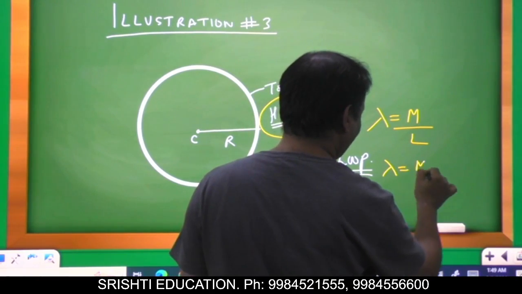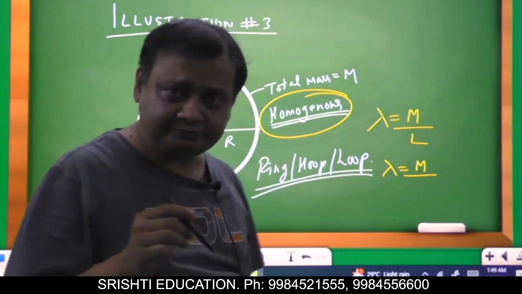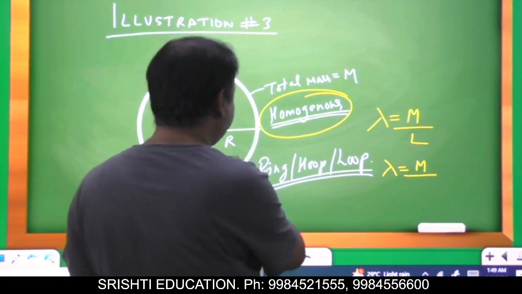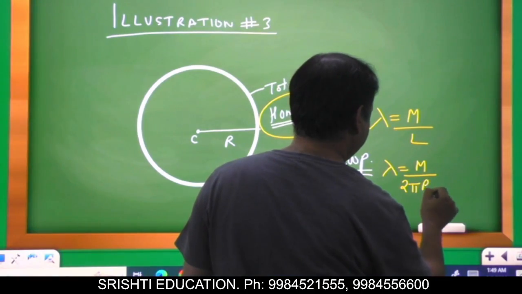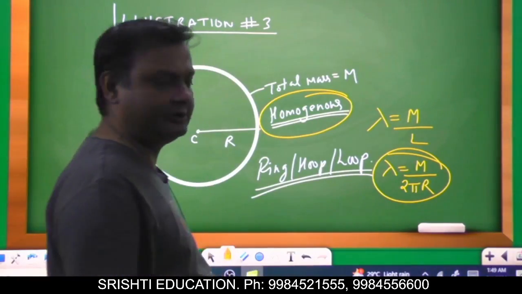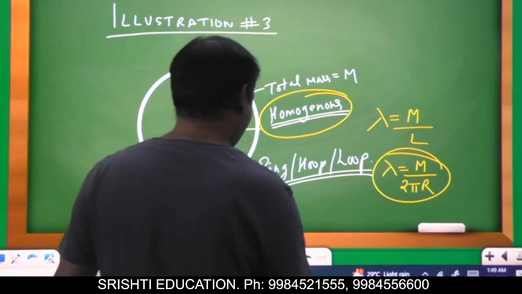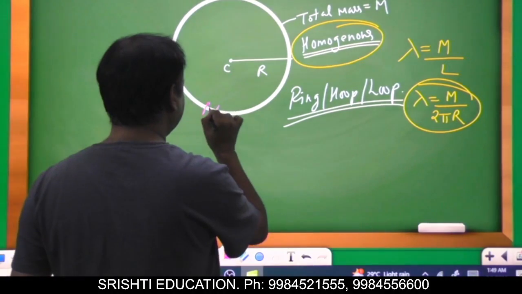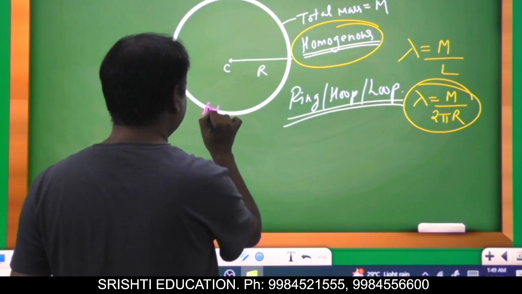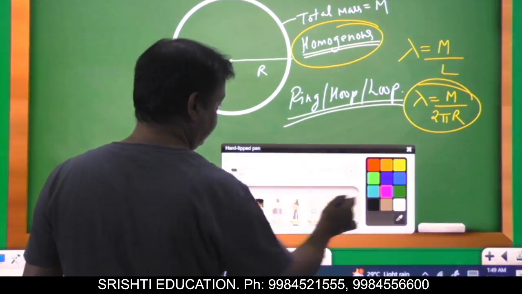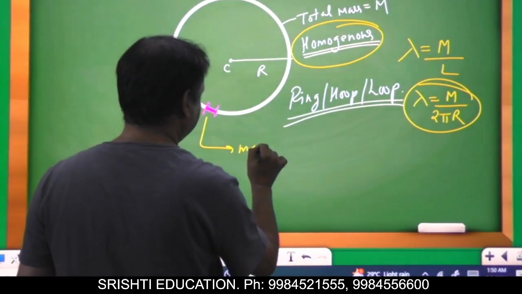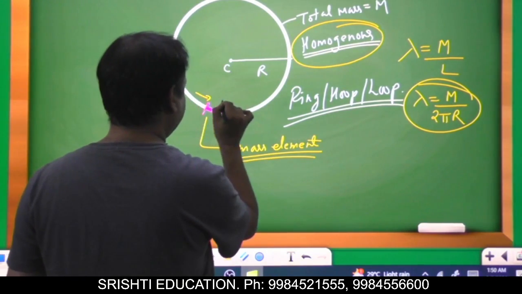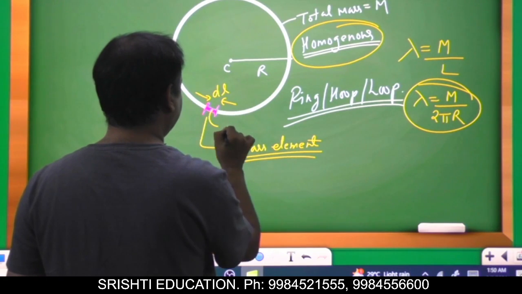Now what do you think is the total length over which the mass is distributed? That will be the circumference. So lambda will be M divided by 2 pi r. Now suppose you take any element on the ring, a mass element of length dl and mass dm.